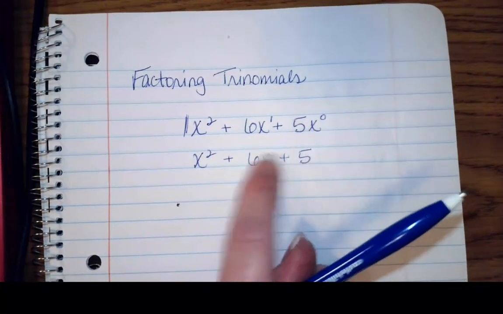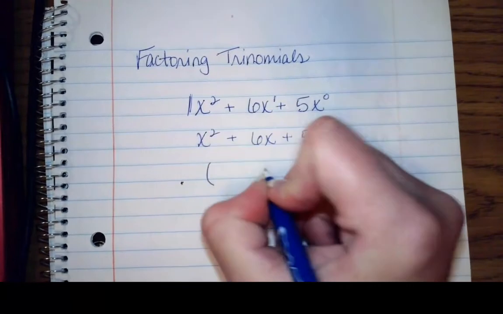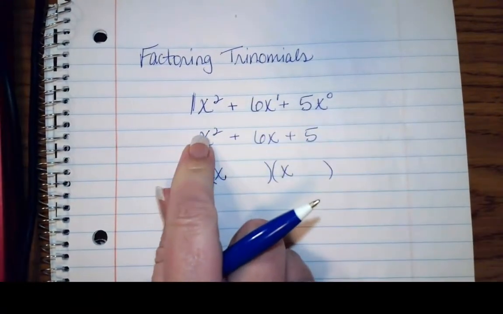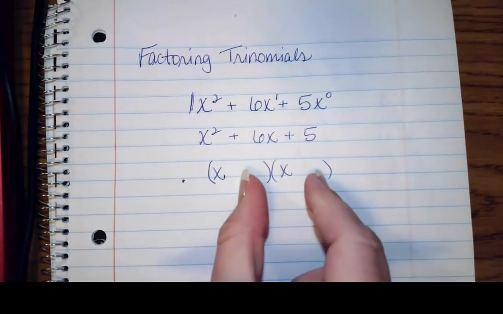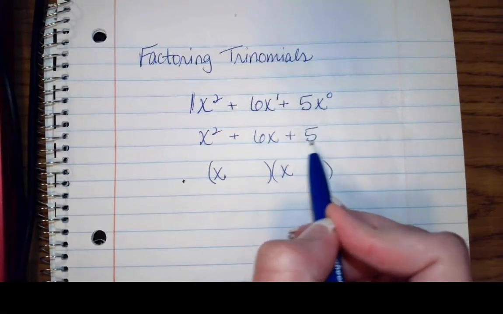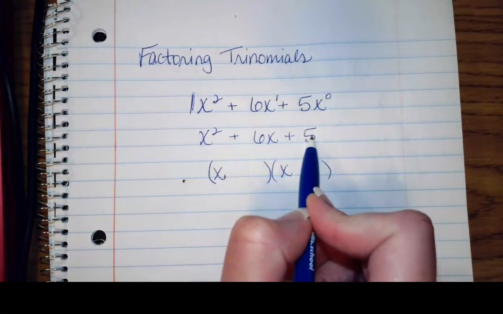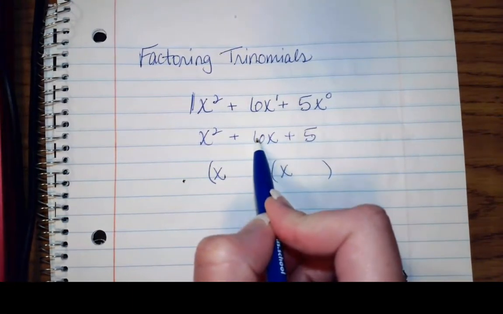What I'm going to do is just pay attention to these two over here. I'm going to start by doing 2 sets of parentheses, and the square root of the first will go in the first spots. Now I need to know what goes over here. So I'm going to look at the last number. I need factors of 5. I need numbers that multiply to 5, but when I add them together, I need to get an answer of 6.